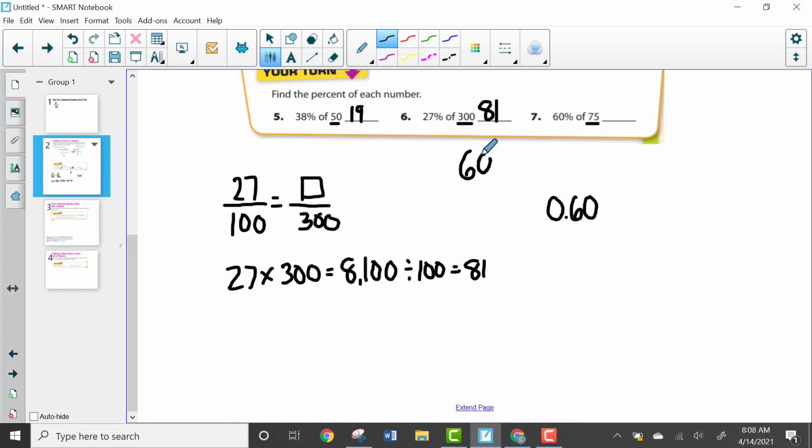If we take 60%, remember we move that decimal 2 places to the left. So that's how you take a percent and turn it into a decimal. Why is it 2 places to the left? Remember, a percentage is always out of 100. So think of it as 60 over 100, or 60 hundredths. So we take that 60 hundredths, we multiply it by 75, and then we get 45. So that's another way of doing it. 2 different ways to solve this type of problem. So 60% of 75 equals 45.